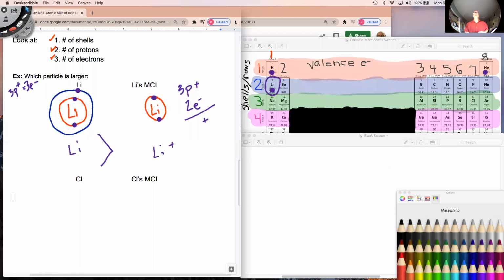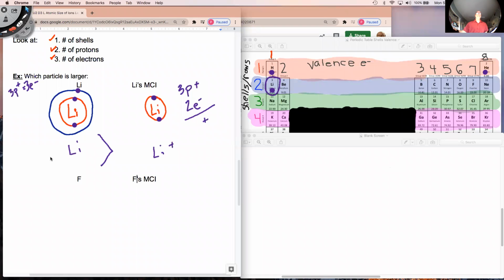Now, the next one that we're going to be working with is going to be chlorine. It's going to be a little bit, no, we're not working with chlorine. Let me stop that. Sorry. There we go. That was easy, magic. So, ladies and gentlemen, we're going to be working with fluorine.